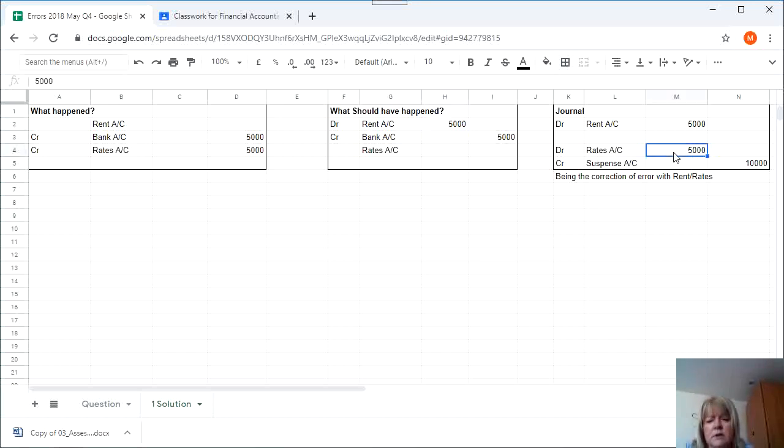Now in a journal entry, overall debits have to equal credits. So if I don't have any credits opposite that, therefore it must affect the suspense account. So the suspense account will be holding that 10,000, and now by crediting suspense, I'll balance my journal here and I'll take that 10,000 out of the suspense. And just on the journal entry, you always put a note at the end of a journal entry once you've balanced it and state what it was for. So this entry was for the correction of an error with rent and rates.